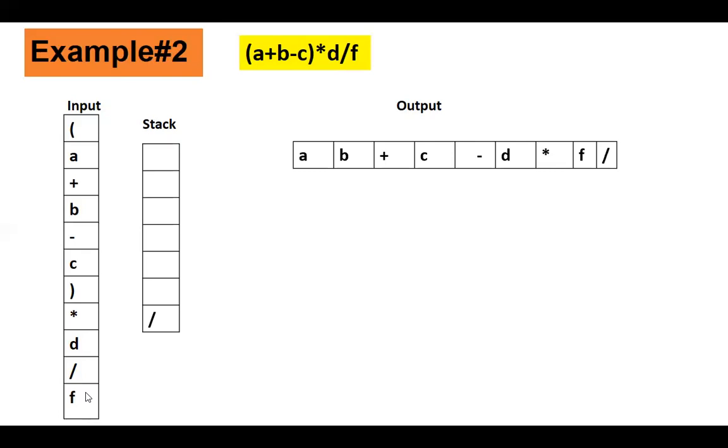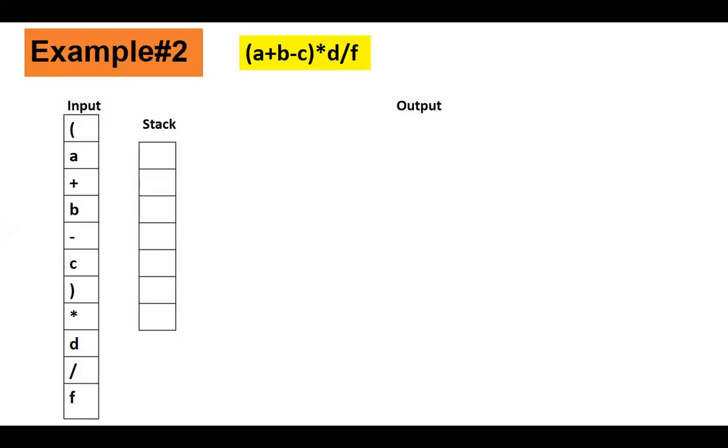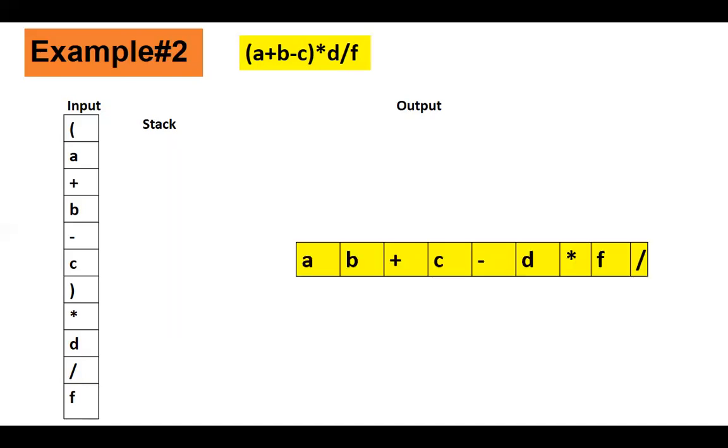Next, what you read is F. F is an operand, just add it to the output. Now your input is over. Whatever you have in the stack, pop it out and add it to the output. Once the input is over, your stack is empty, and this is the output you get, which is nothing but the postfix equivalent of this infix expression.